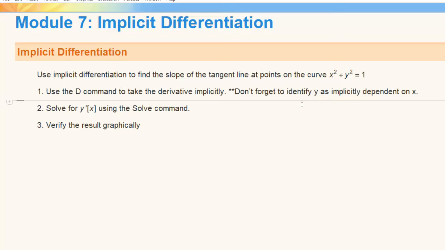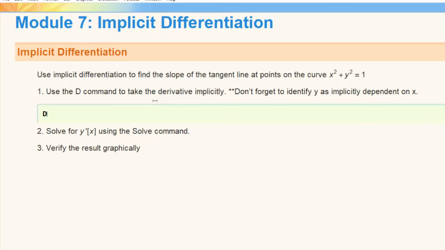We're working with the curve x squared plus y squared equals 1, and I want to first take the derivative. Now normally if I had an equation I could solve for y, I'd solve it for y, and I'd define a function and then use the prime notation. But in this case we can't do that, so we'll have to use the D command to take the derivative. We'll put in the full equation, so that's x squared plus y squared equals, with a double equal sign, 1. And we want to take the derivative of that with respect to x.